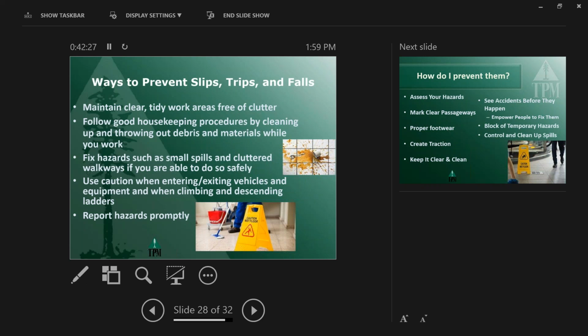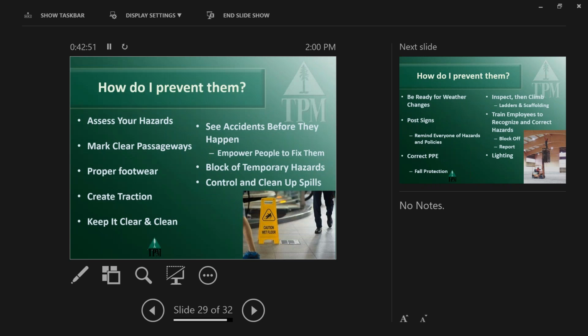We got to keep the area clean, good housekeeping, but really we got to get people willing to fix these if they're able to do so safely. We got to talk to our equipment operators about climbing in and out of the cab, and people need to be willing or need to feel comfortable reporting those hazards. So we got all this training on how to prevent them. Okay, what should you do?